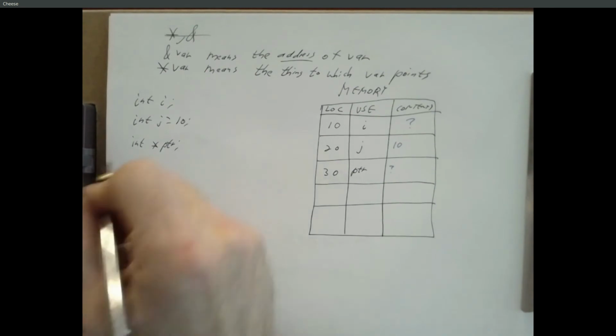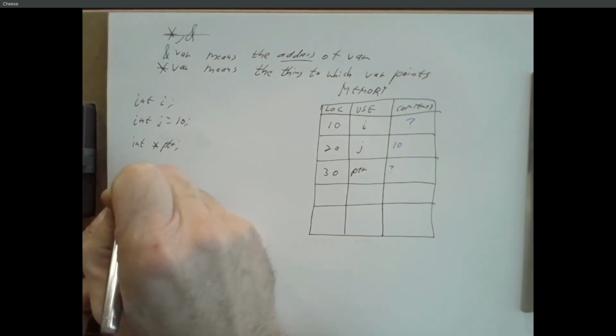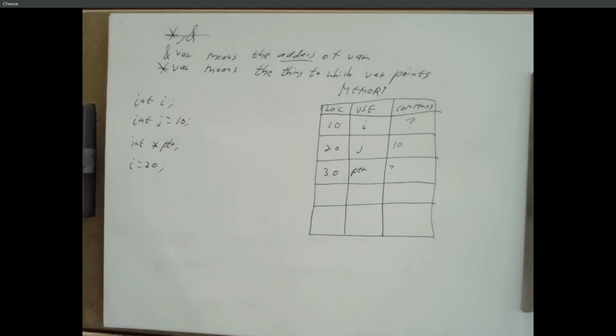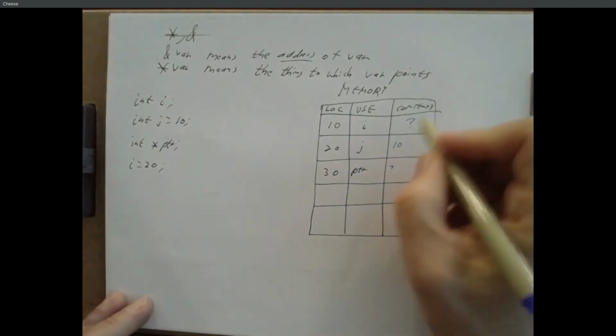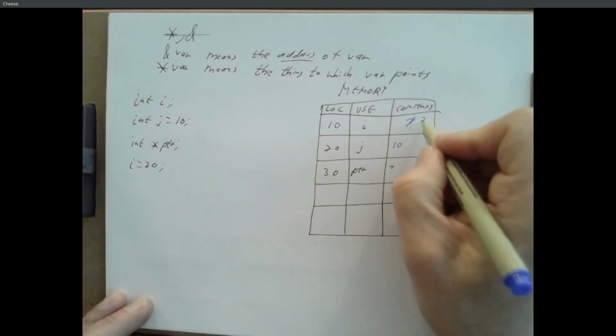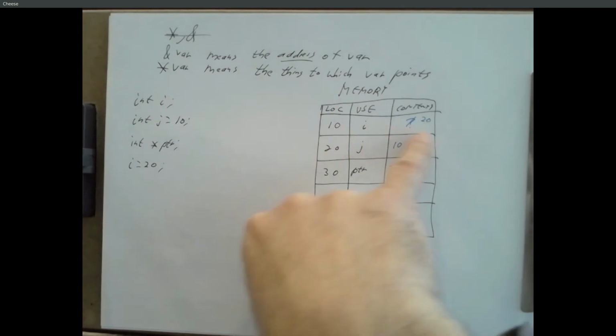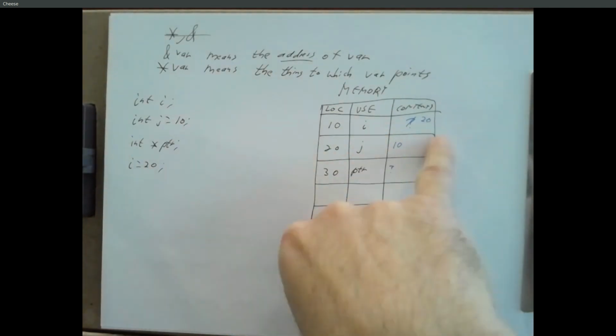Okay, so now let's do I equals 20. So what is that going to change in our memory map? Yeah, so right here, this is going to change to a 20. And this was the thing I said would be a really good exam question, so that's a hint. Okay, so that puts a 20 in this location 10.